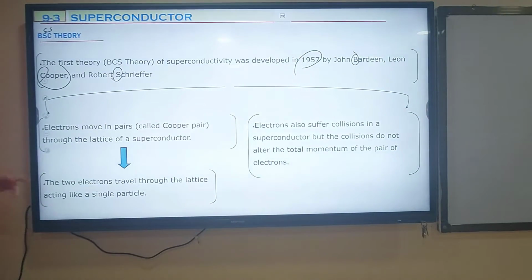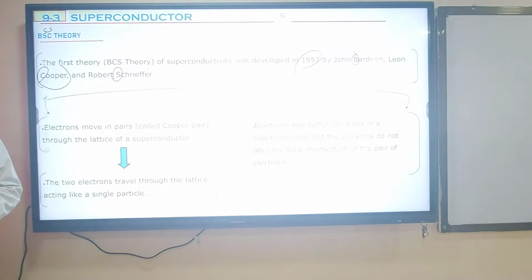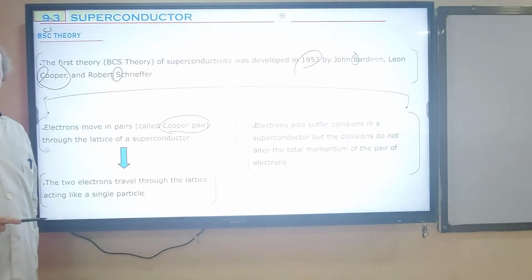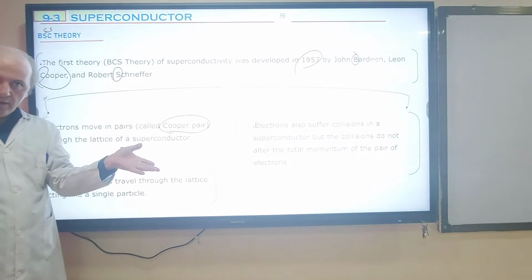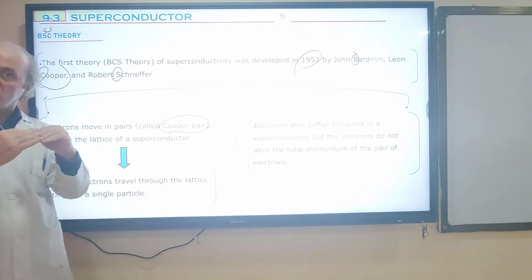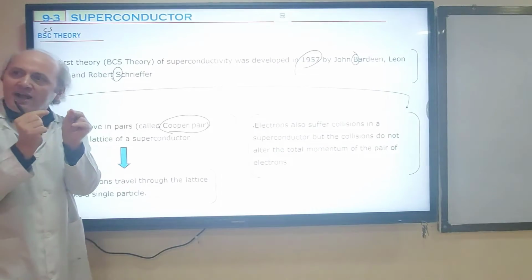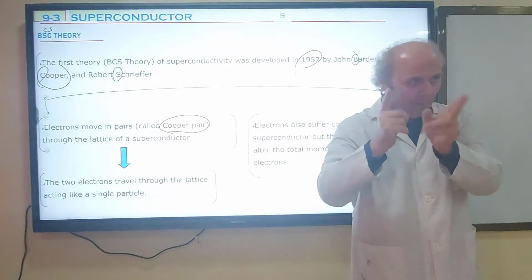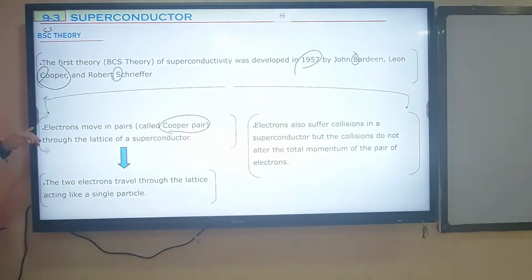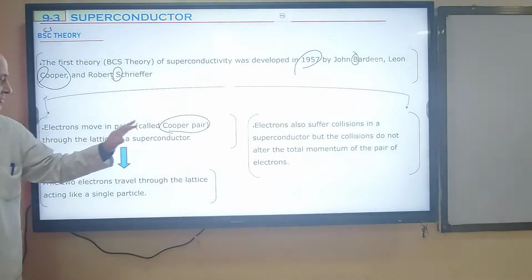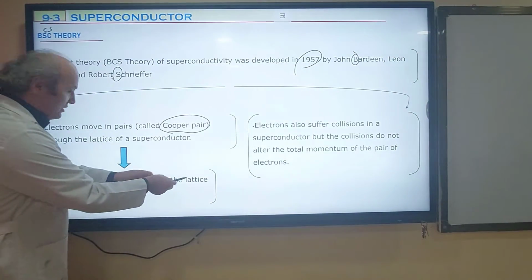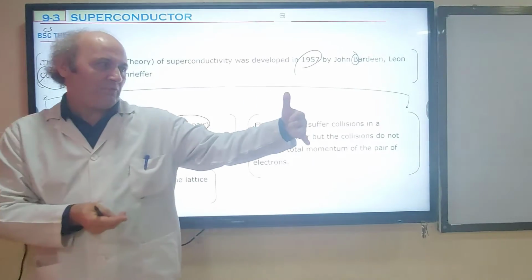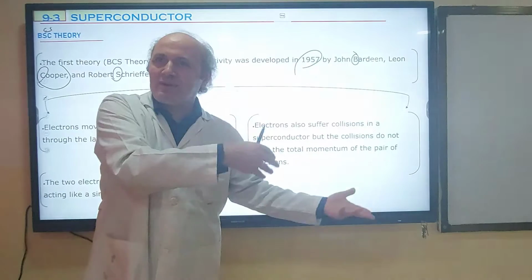According to BCS theory, electrons do not move individually through a solid. They move in pairs called Cooper pairs. Above the critical temperature, they move individually. But when the temperature is cooled down to the critical temperature and below, two electrons start to move together like two friends when they are very close. They never separate. Electrons move in Cooper pairs through the lattice of the superconductor, and these two electrons travel through the lattice acting like a single particle. They go together: wherever the first one goes, the second one also goes, and what happens to the first one also happens to the second.